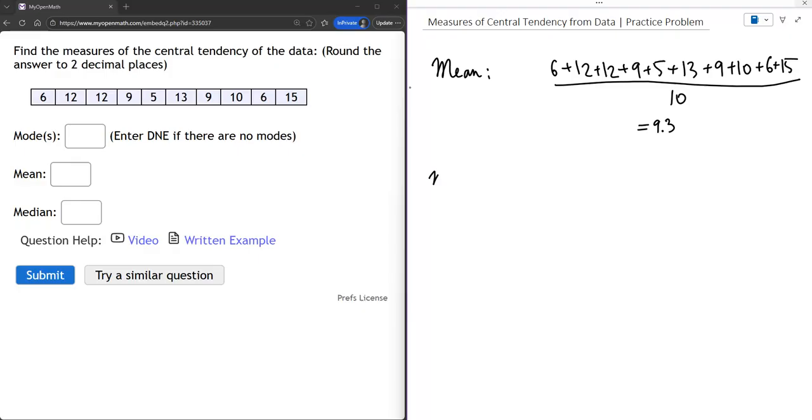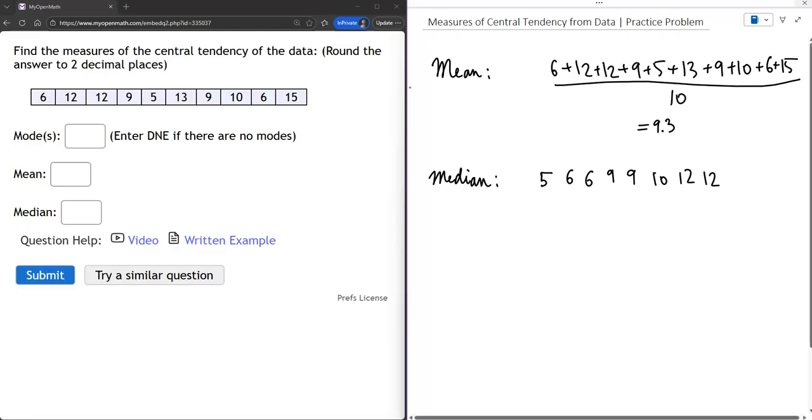To find the median, we are going to list all of the same observations in increasing order. So we're going to list 5, 6, 6, 9. This is the hardest part though. 9, 9, 10, 12, 12, 13, 15. And what we're going to do is find the middle observation.